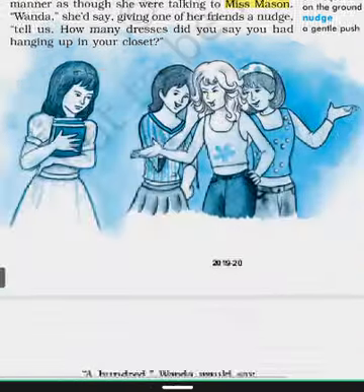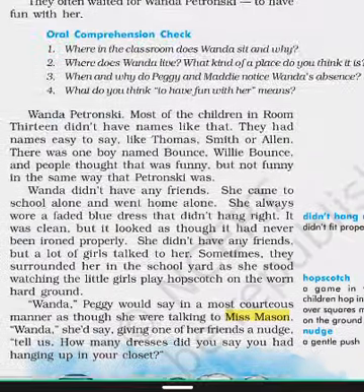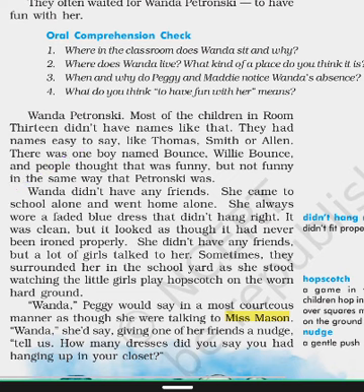Now next one, just a minute. This one. Wanda did not have any friends. She came to school alone and went home alone. She always wore a faded blue dress that did not hang right. It was clean, but it looked as though it had never been ironed properly.